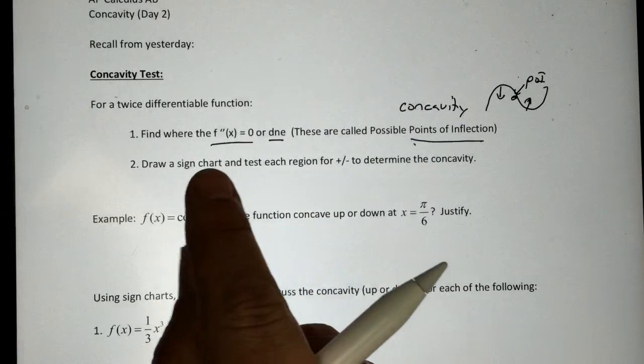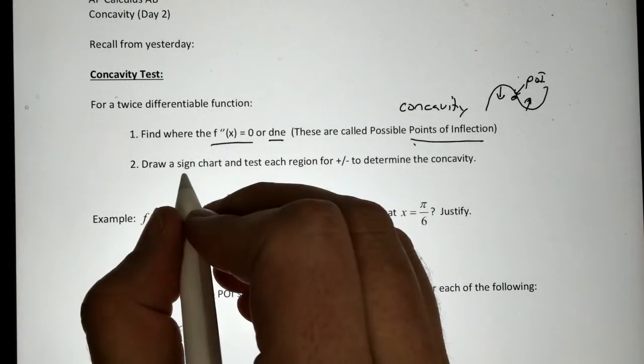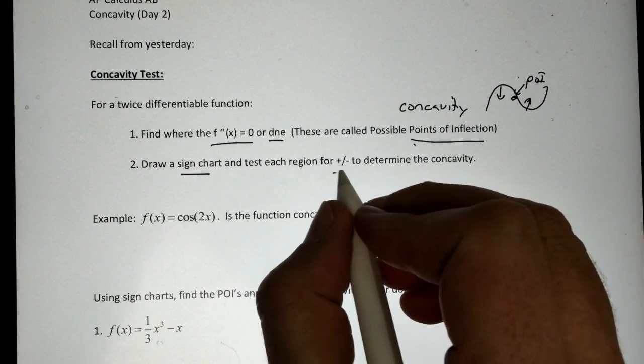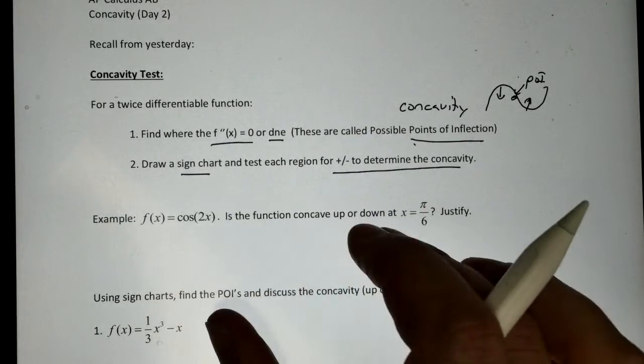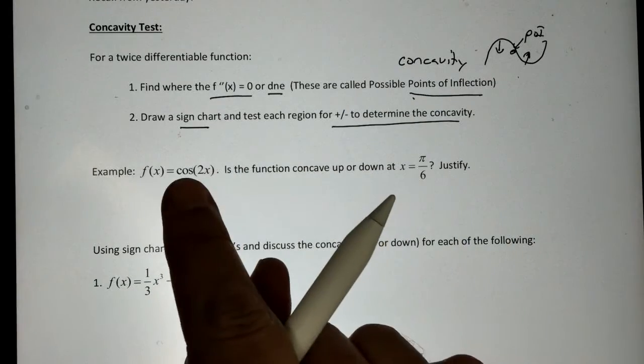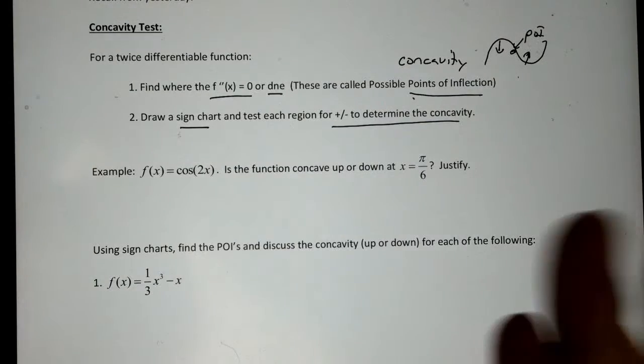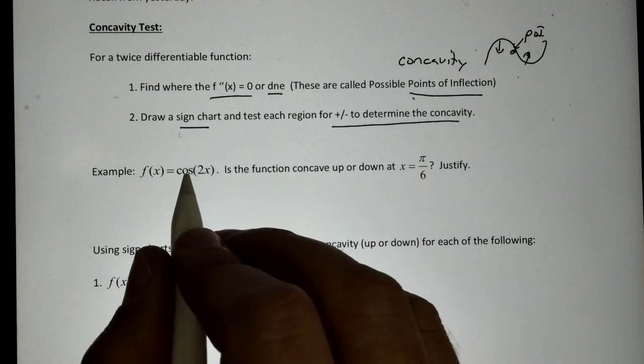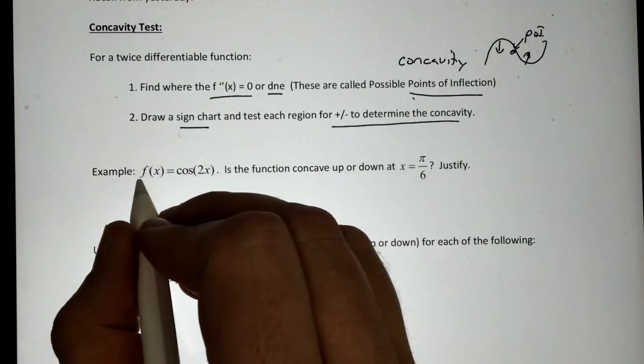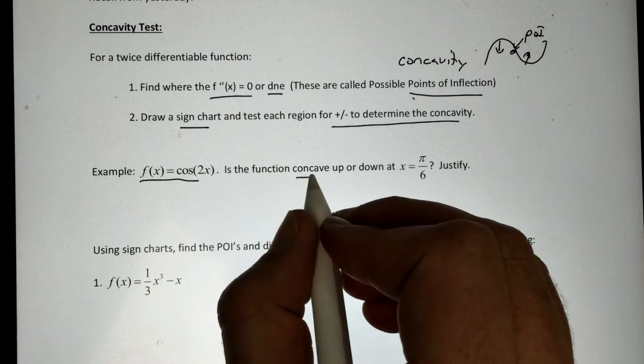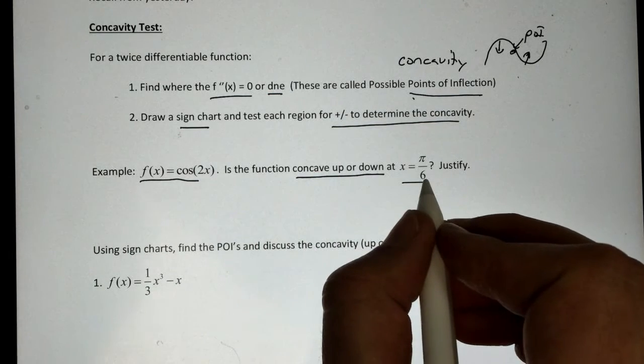And then we said we would draw a sign chart just like the first derivative test and determine what the concavity was. So let's take a look at an example. We're given the function cosine of 2x. We want to find out if the function is concave up or down at pi over 6.